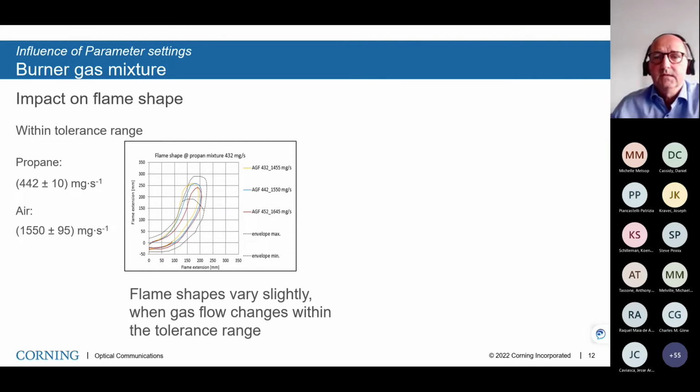For this purpose, the limit values of the gas flow rates at the upper and lower tolerance were applied and compared with the nominal setting. The plot on the left shows changes in the gas flow rates within the defined tolerance have only minor impact on the flame shape. All flame shapes lie within the accepted envelope as seen in the plot.